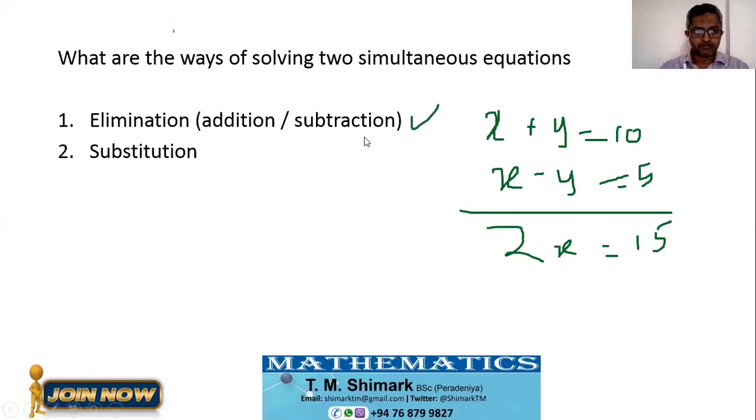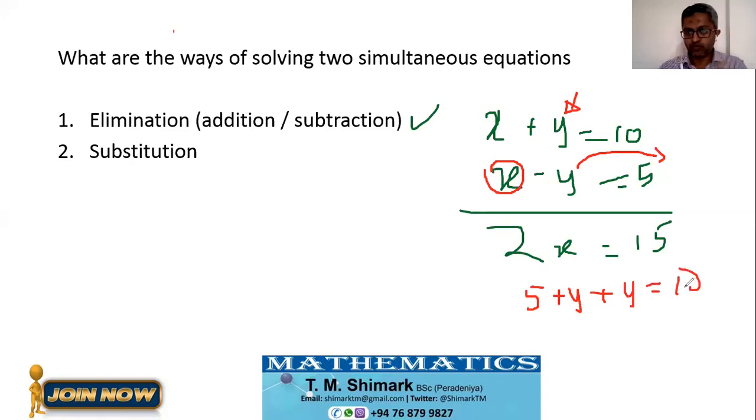And we have the substitution method. You take this equation, and from here you can take x, keep this x and take this y to that side. So x equals 5 plus y. For x I'm going to put y plus 5, or 5 plus y, and y will be there as it is, and then 10. So we will be finding y. This is what we call the substitution method.